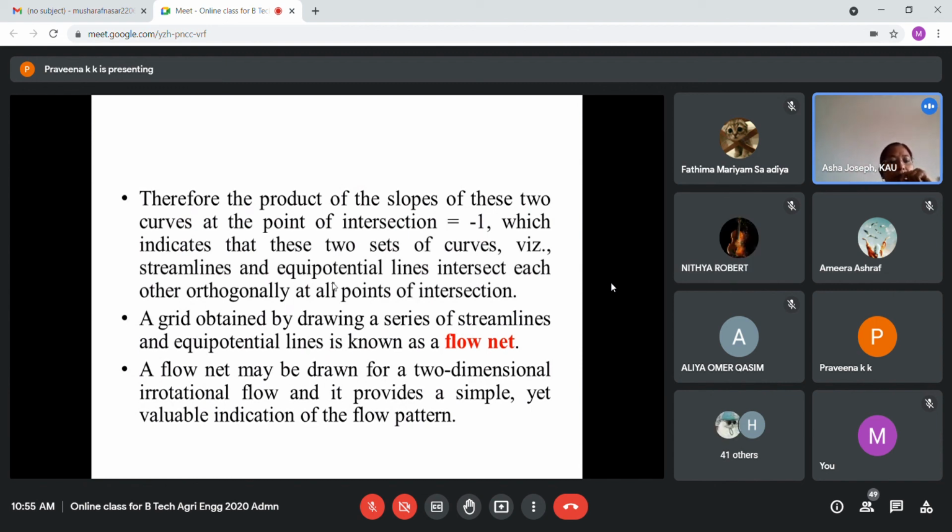A flow net may be drawn for a two-dimensional rotational flow, and it provides a simple and valuable indication of the flow pattern. So from that you will be able to understand how your flow takes place, what the flow pattern is. All such things you will be able to understand from this flow net. I think it is clear.